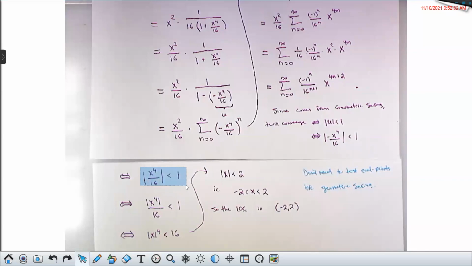For example, plug in -1. If you plug in -1 for x here, you would get -1 to the 4, which you're correct is +1. So this would be +1/16, and that is less than 1. But this way of managing the algebra is the easiest way to arrive at this solution.